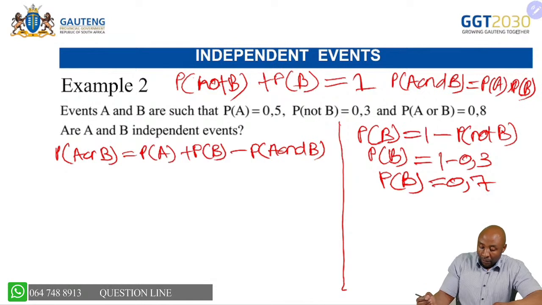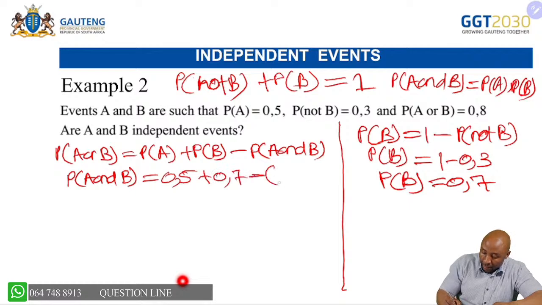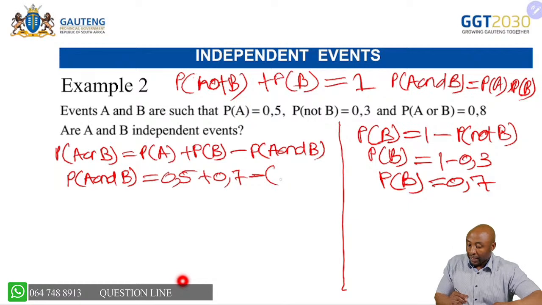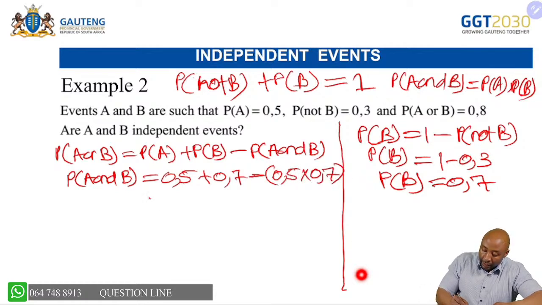Now, once we are here, we can make the probability of A and B the subject. We substitute, we get 0.5 plus 0.7 minus, we want to find the product there. The probability of not B is 0.7, so that will give us 0.5 times 0.7, and this is going to give us our answer as 0.5.